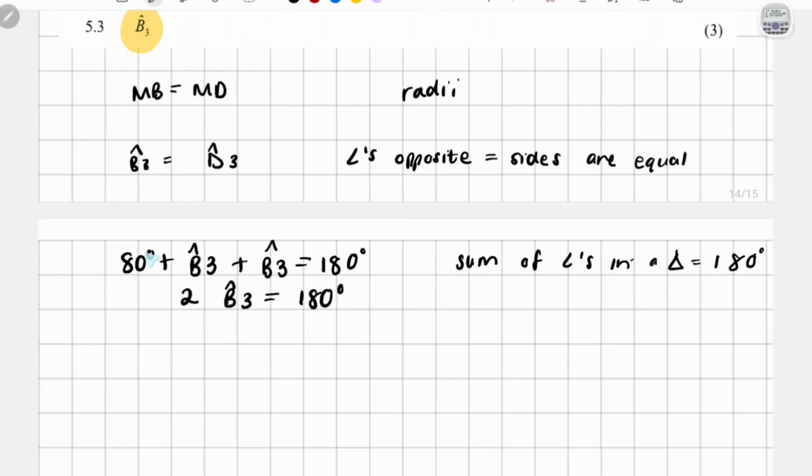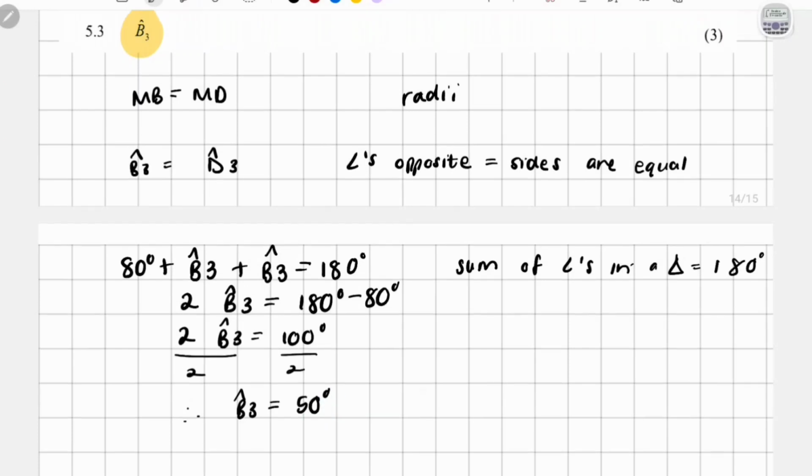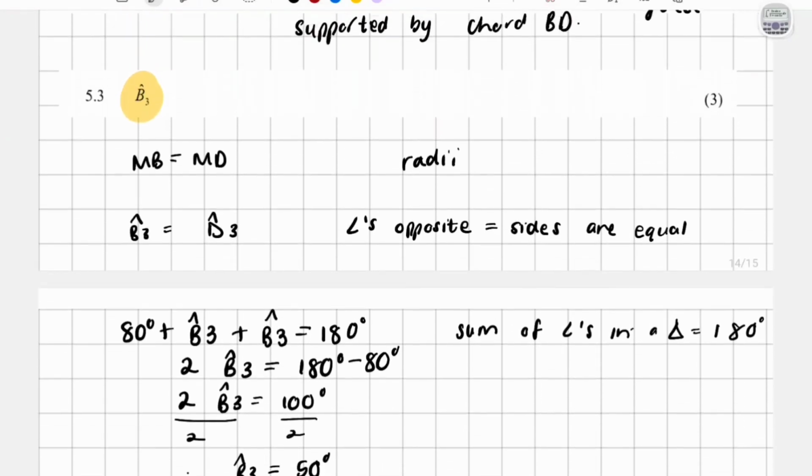180 degrees, and then we can go ahead and take this 80 degrees over, which becomes a negative 80 degrees. And so we have 2 angle B3 is equal to 100 degrees. Then we can divide both sides by 2, and that means that angle B3 is equal to 50 degrees. So that's a way that you can do that in a neat way so that it's just done one time. Okay, and that is for 3 marks.